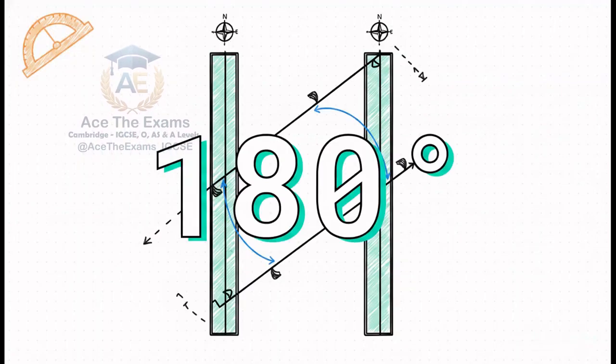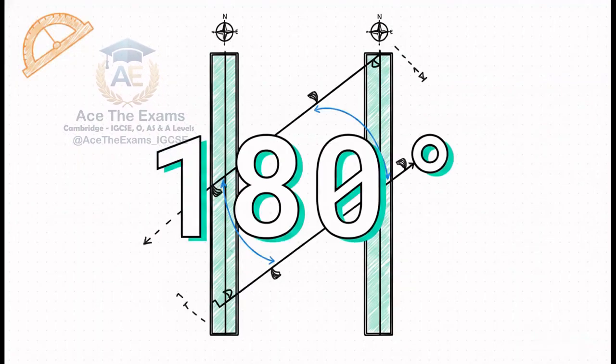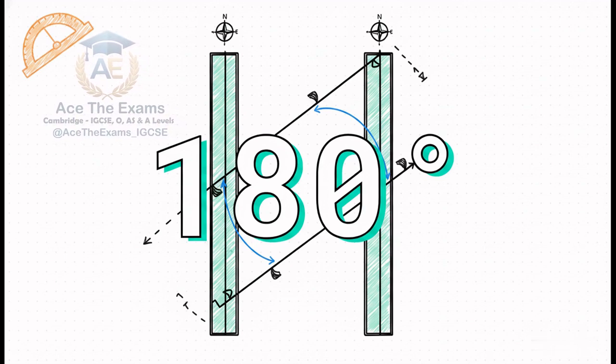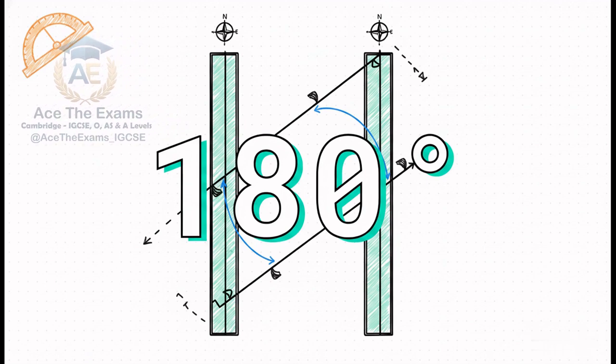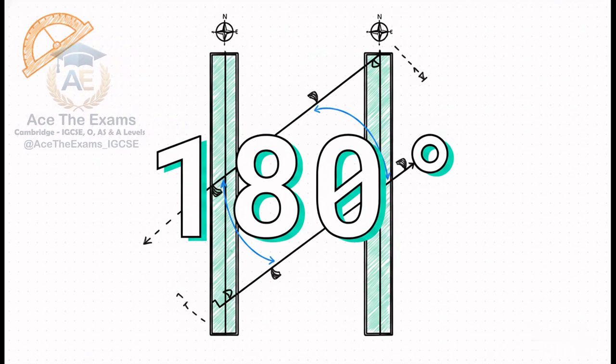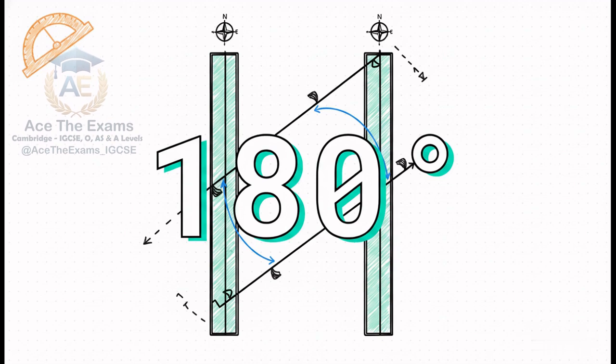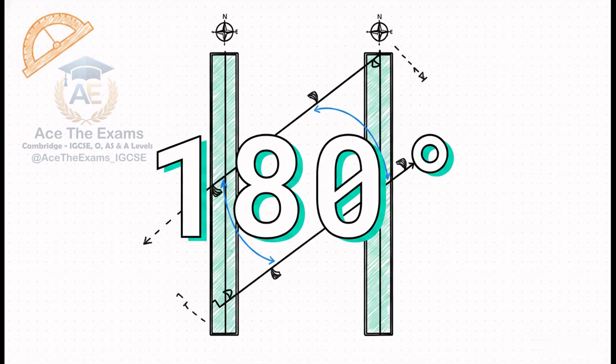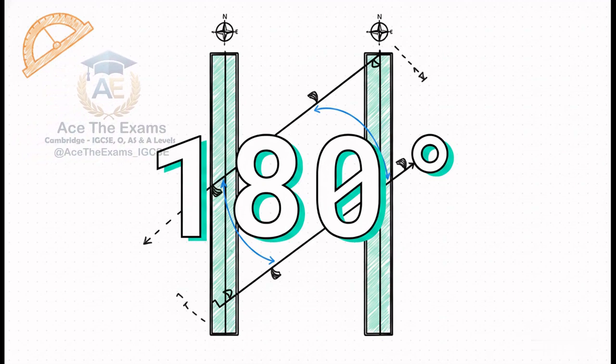I want you to burn this number into your memory: 180 degrees. This number is the absolute magic key that unlocks all reverse bearing calculations. Why 180? Well, because north lines are parallel. When you draw a line between 2 points, the interior angles between those two parallel north lines always add up to exactly 180 degrees. It's just basic parallel line geometry disguised as a complex navigational problem.